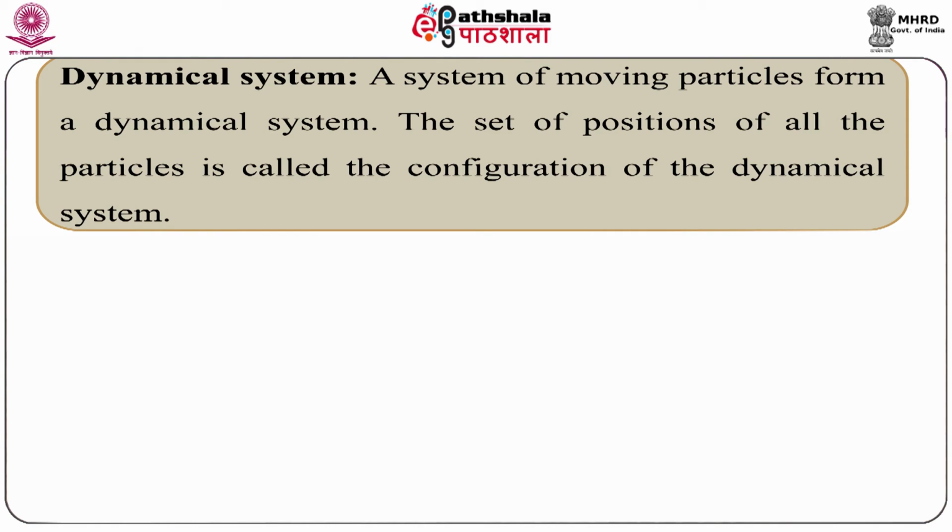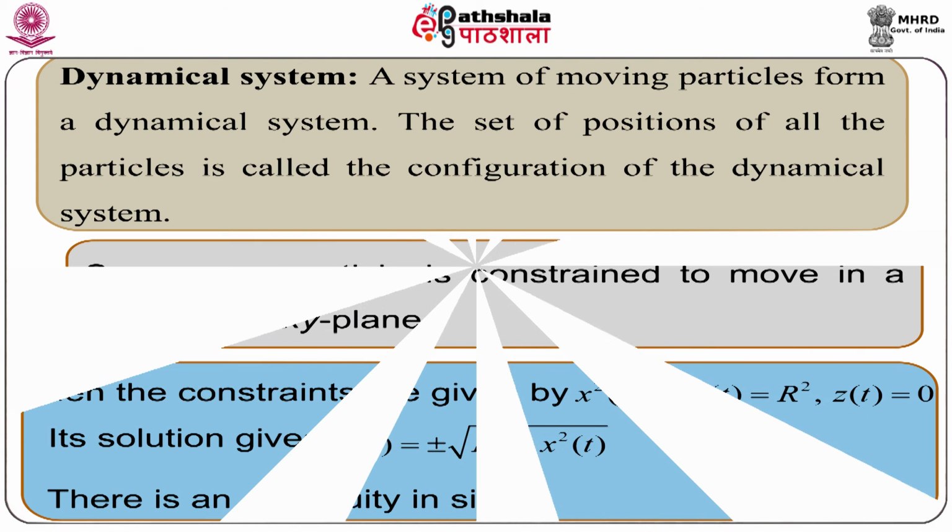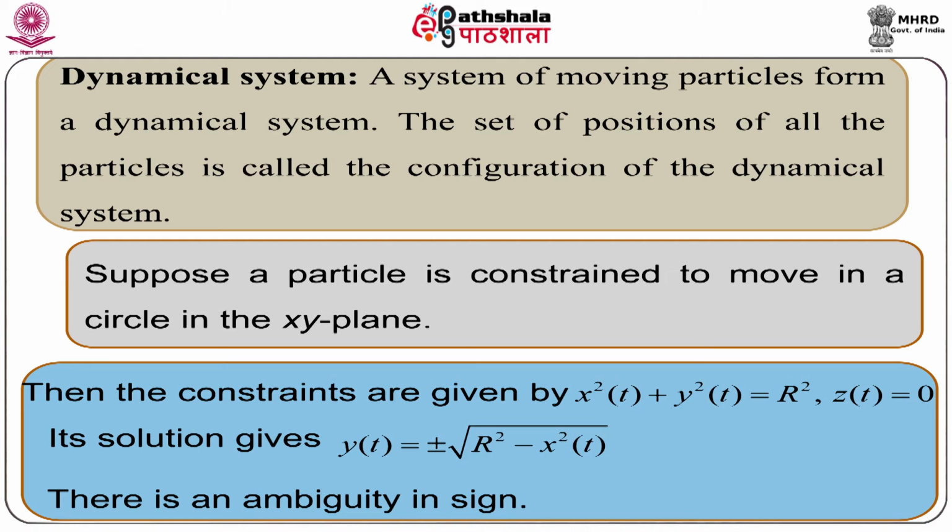Now, a system of moving particles forms a dynamical system. The set of positions of all the particles is called the configuration of the dynamical system. Cartesian coordinates are just fine for describing particles that can move unconstrained throughout space. But when the motion is constrained in some way, another choice of coordinates may be preferable. Thus, generalized coordinates help us to overcome such type of problem.